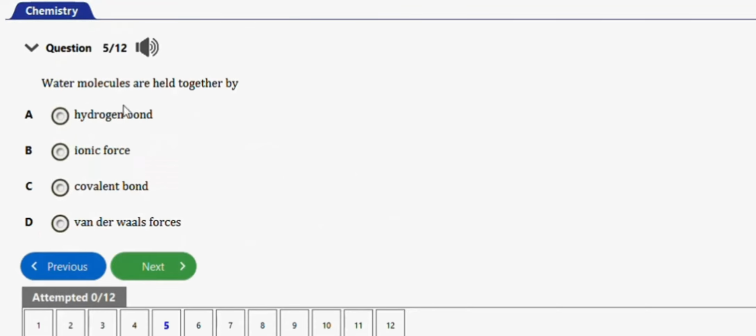It says water molecules are held together by, so the right answer is option A, which is hydrogen bond. The next repeated question will be this one.